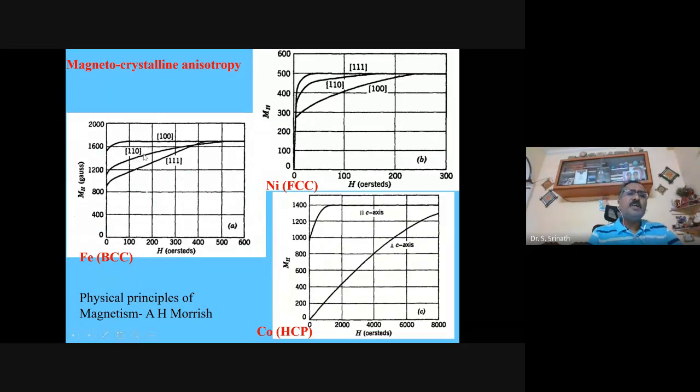And these directions which are face diagonals are represented by the 110 family. Again, depending on those 6 faces, you will have corresponding directions. So the 110 family, we call this intermediate, because it is neither easy nor hard to saturate the magnetization. And you see this is basically the value of magnetization that you get. It's of the order of 1600, 1700 Gauss, the saturation magnetization.